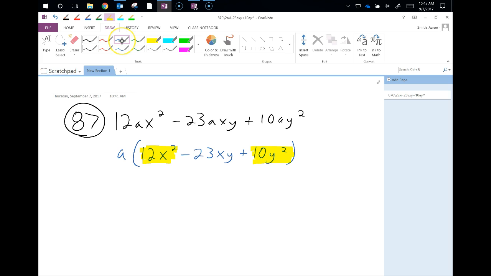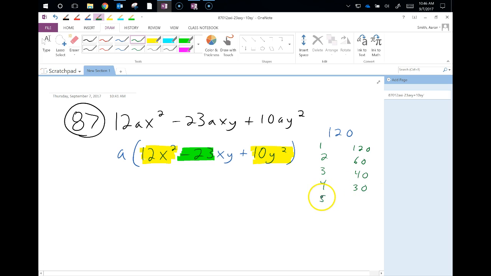Remember the way we do that is we look at these numbers, 12 times 10, we multiply them to get 120. And then I start writing factors of 120, 1 and 120, and remember I want them to add to our target sum, the middle number, negative 23. So 1 and 120 is not going to do that, 2 and 60 isn't, 3 and 40 isn't, 4 and 30 isn't, 5 goes into 120, you can do a little long division off to the side if you need to.